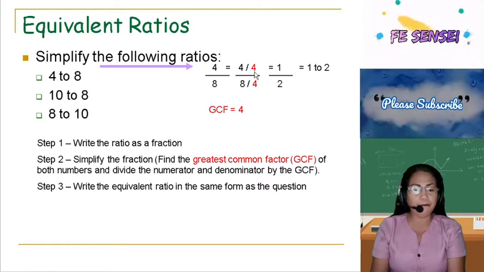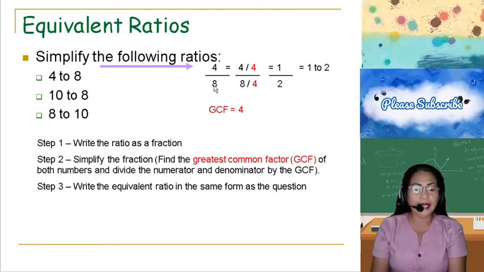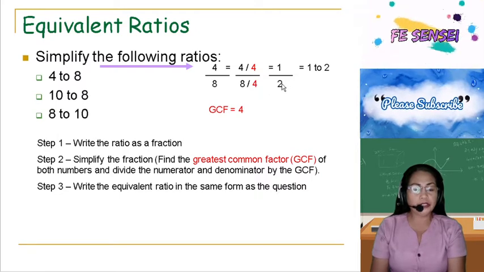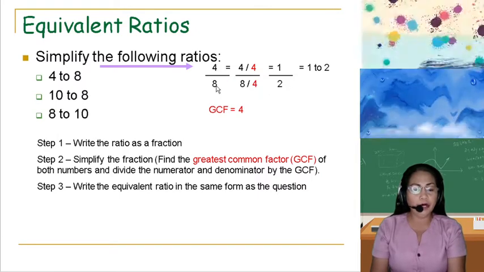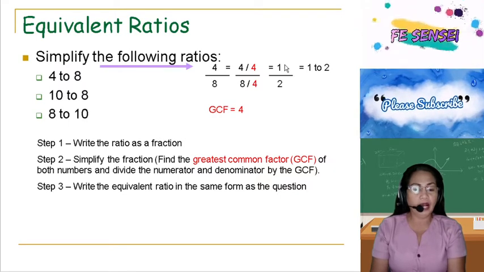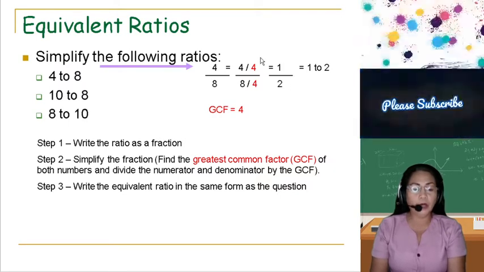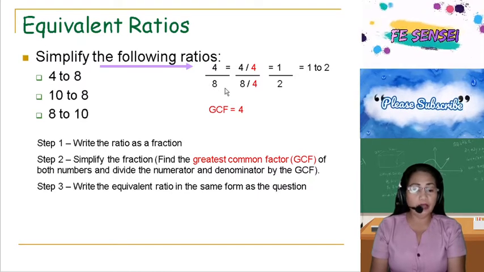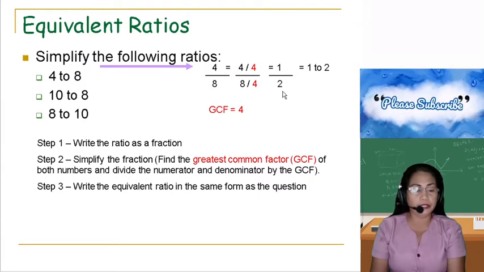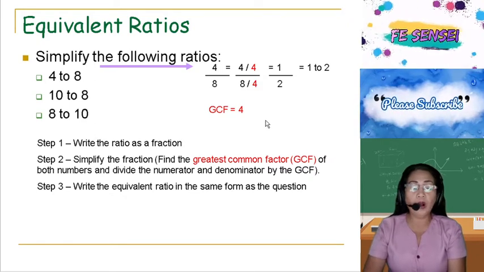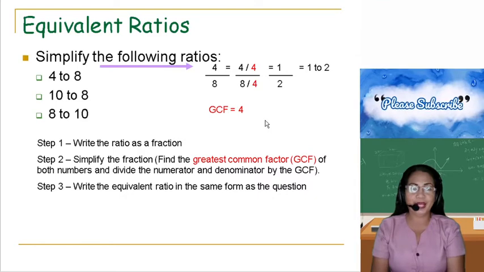4 divided by 4 equals 1. And 8 divided by 4 is 2. So the ratio 4 over 8 is just the same with 1 over 2. So 4 over 8 is equivalent with 1 over 2, or 1 to 2, or 1 is to 2. Got it?